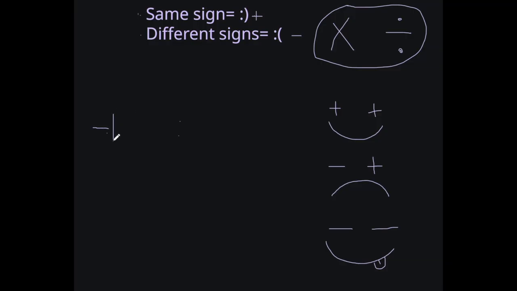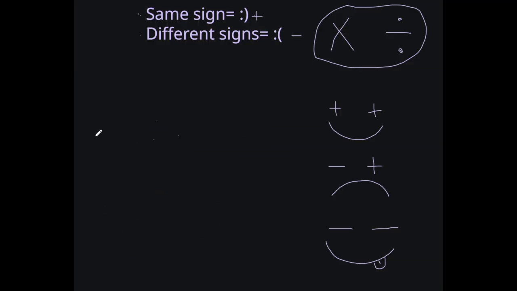Negative 15 divided by negative 3. Well, let's take a look. We have a negative sign. We have a negative sign. Let's look at our chart here. Same sign. And you see how it has the little happy face. So 2 negatives equal a positive. And negative 15 divided by negative 3 will equal positive 5.